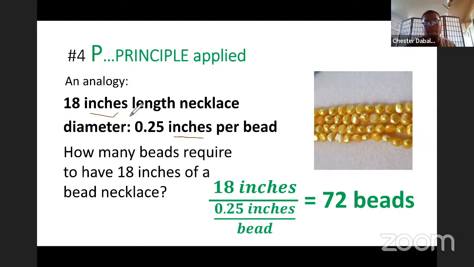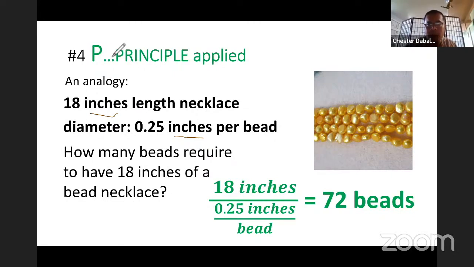Pero pag magkaiba yung units, hindi nyo agad gagawin ito. Okay, kailangan i-convert yung isang unit to the other unit. Okay? So, yun yung principle applied. So, makikita natin ngayon, this illustration would actually help us solve the problem. Okay? Tignan natin sa chat.